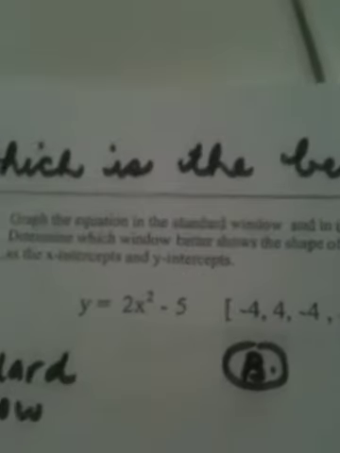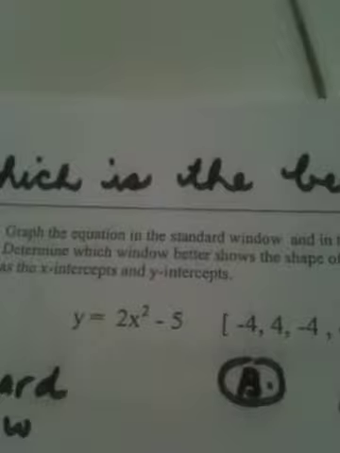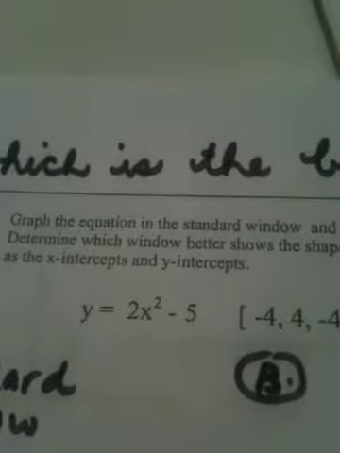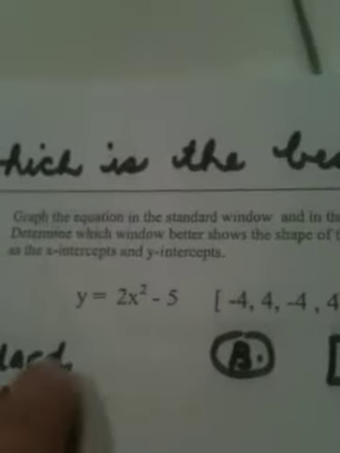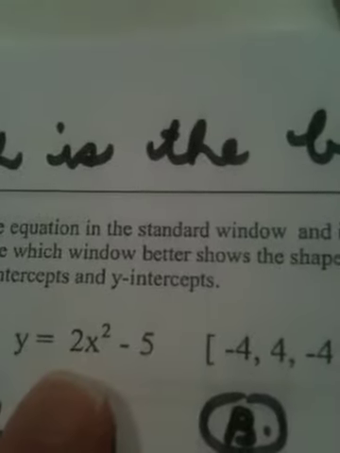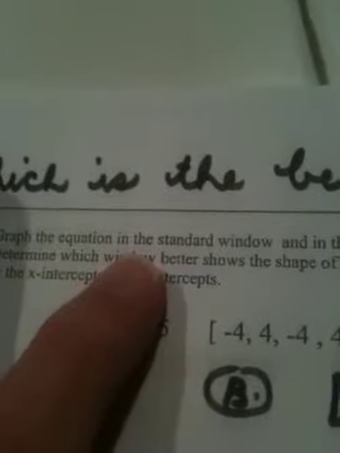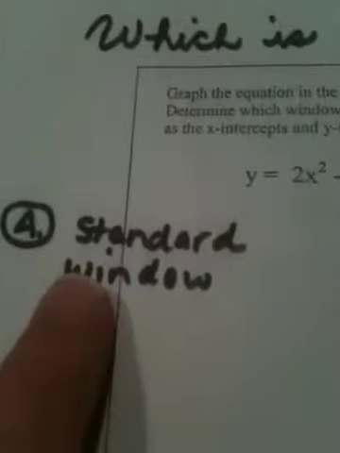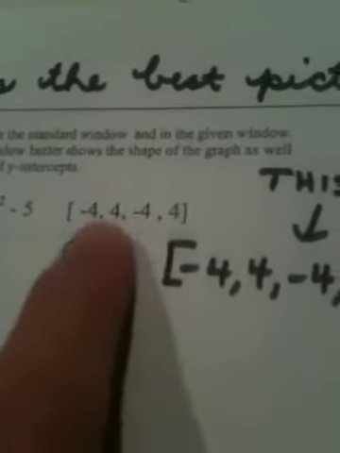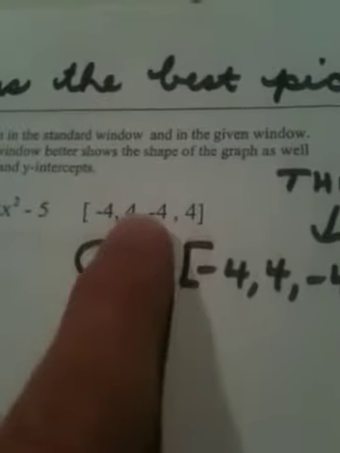Okay, this next problem is an interesting problem that really helps you understand what I mean on a graphing calculator when I say what is the best picture. So the function is y equals 2x squared minus 5. And our directions ask us to do two things. They first asked us to graph this in a standard window, and then they want us to graph it with a new window setting. Okay?